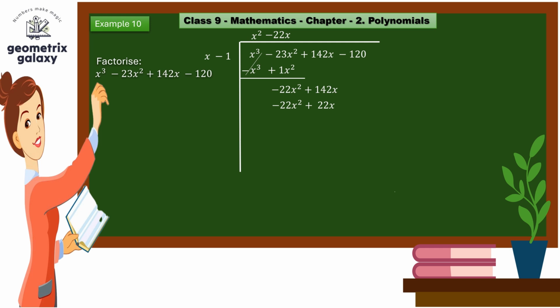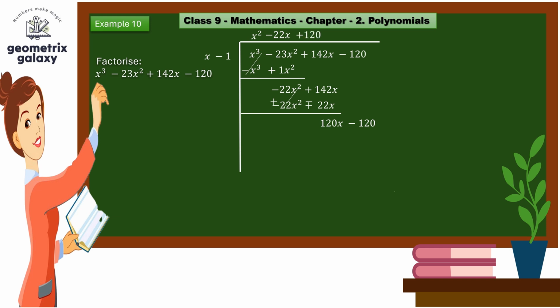Now I have to change the sign of minus 22x square plus 22x. So it will become plus 22x square minus 22x. The next step is to subtract. So the first term will get cancelled, minus 22x square and plus 22x square, and this plus 142x minus 22x will give 120x. Next, bring down the constant term minus 120. So it is 120x minus 120.